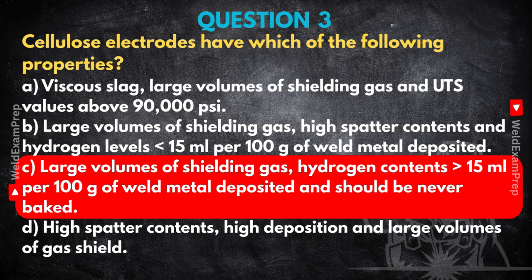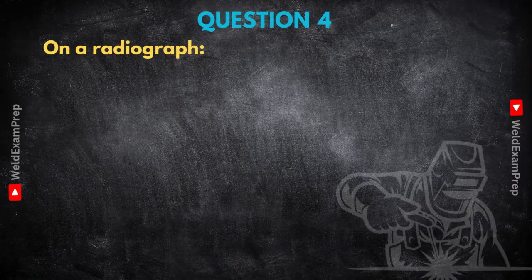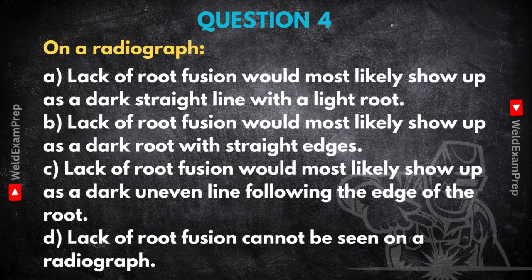Okay, let's switch tracks again. Inspection techniques. Radiographic testing, or RT. Seeing the invisible. When you're doing RT, how would a lack of root fusion typically show up on the image?